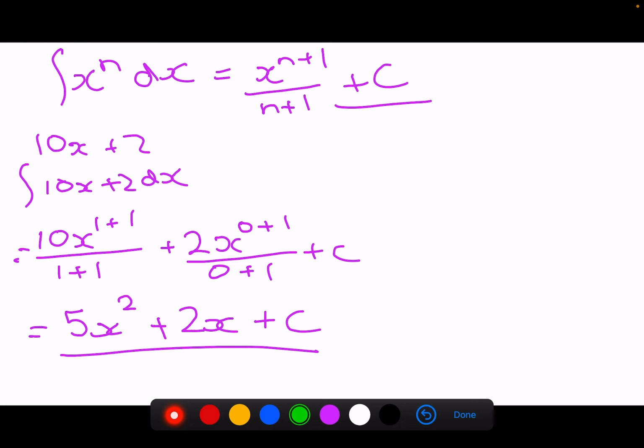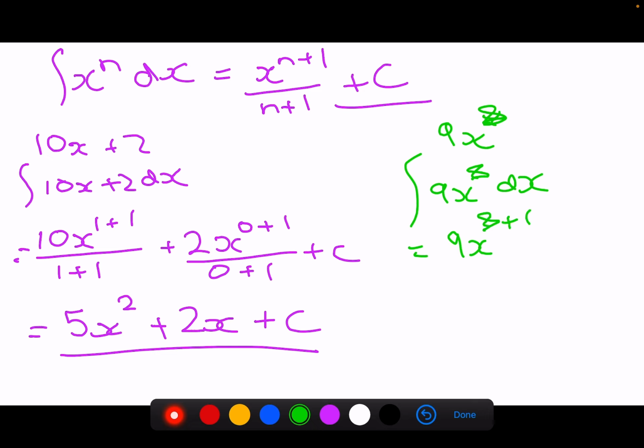Our second example is going to be 9x to the 8. We're finding the integral of 9x to the 8 dx. So this is going to equal 9x to the 8 plus 1 over 8 plus 1. This is going to equal 9 over 9. Our 9s cancel. It's just going to be x to the 9, simplifying to this, plus c. Don't forget your plus c's.